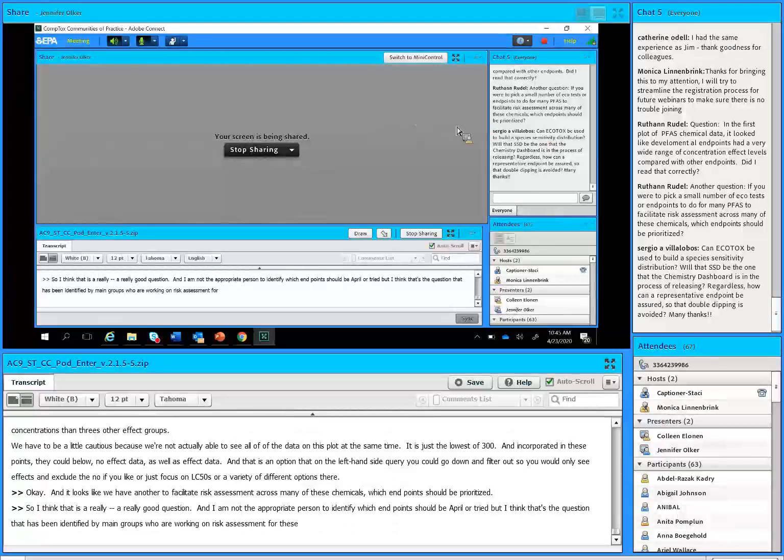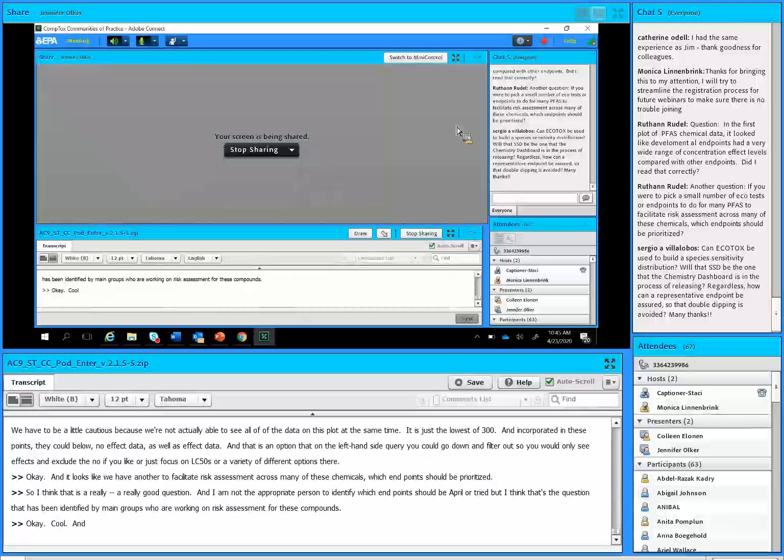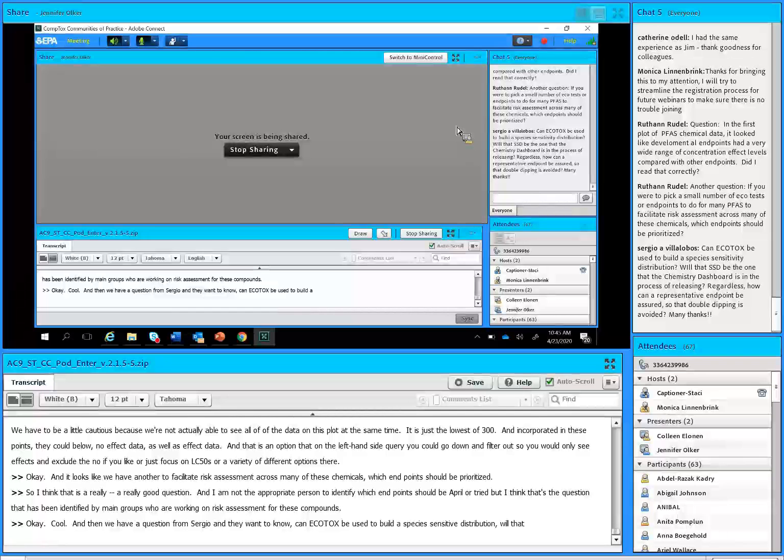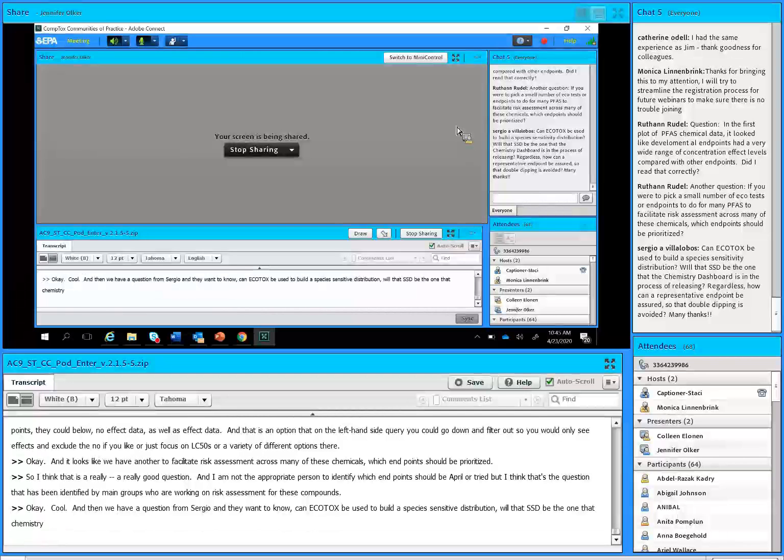Okay, cool. And then we have a question from Sergio, and they want to know, can ECOTOX be used to build a species sensitivity distribution? Will that SSD be the one that the chemistry dashboard is in the process of releasing? How can a representative endpoint be assured so that double dipping is avoided?